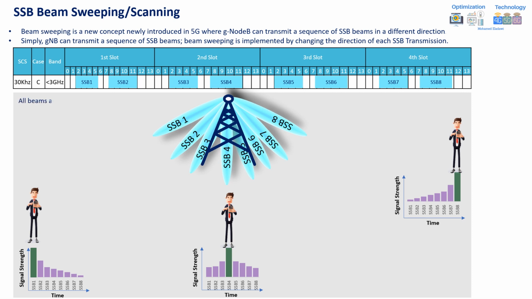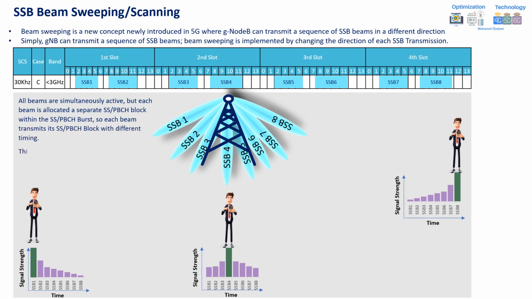All beams are simultaneously active, but each beam is allocated a separate SS/PBCH block within the SS/PBCH burst, so each beam transmits its SS/PBCH block with different timing. This allows the UE to see the transmissions from each beam and beam indices, which clearly can be identified based on the timing of the SS/PBCH block.